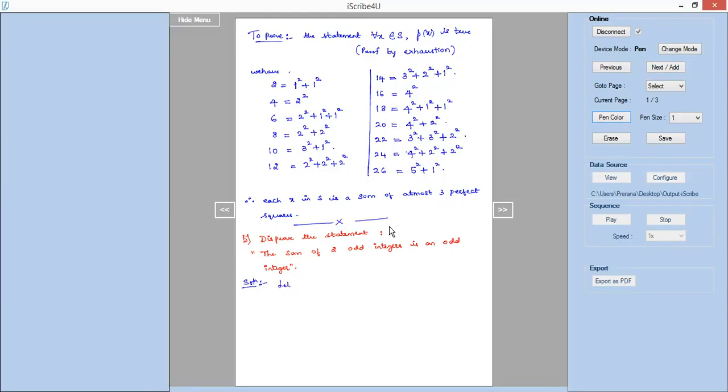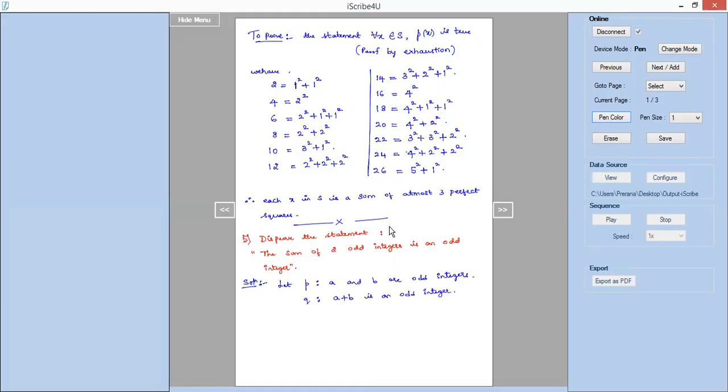So let us assume P and Q first. Let P be the condition: A and B are odd integers. I take two integers which are denoted by A and B. And let us assume Q be the statement that the sum A plus B is an odd integer.